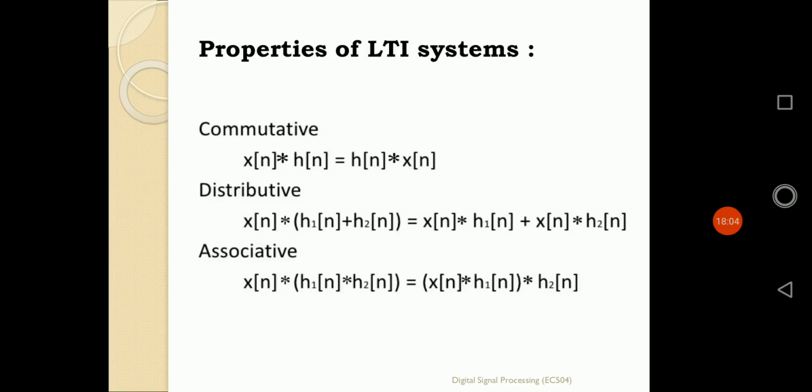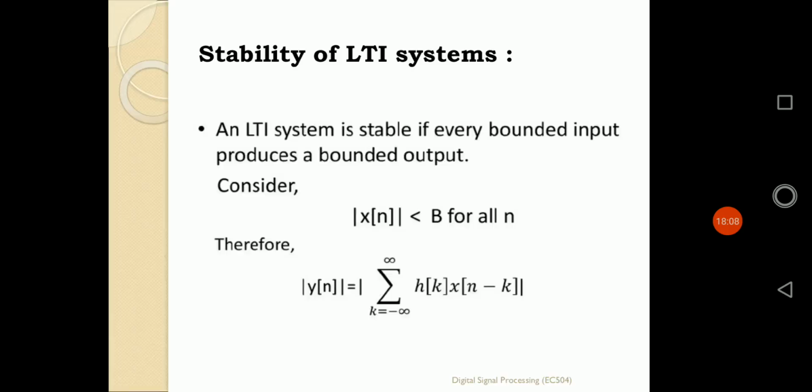So in that way, these are the properties of LTI systems. Next, whenever we gather the properties of the system, we get the idea of how to find the response or output of that particular system. The system should be stable in nature. So we have to define the stability for LTI systems also.